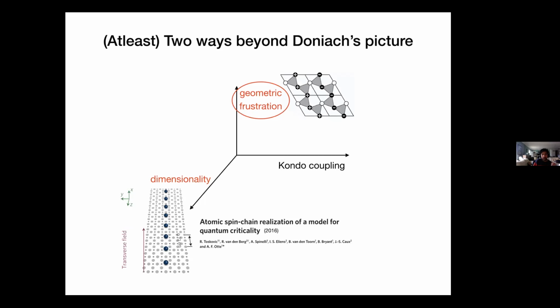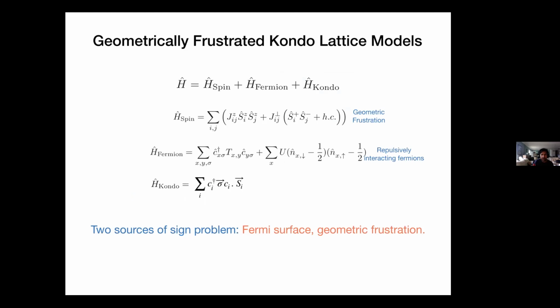So let's first go to the first one. I am somewhat running behind time, but let me try to focus on the results. First, I explore geometric frustration. When you have geometric frustration, there are two sources behind the problem: the Fermi surface and geometric frustration. Focus on just these main words, and don't worry about this Hamiltonian. As you know, geometric frustration also causes a sign problem, but we know sometimes it doesn't in some spin models.